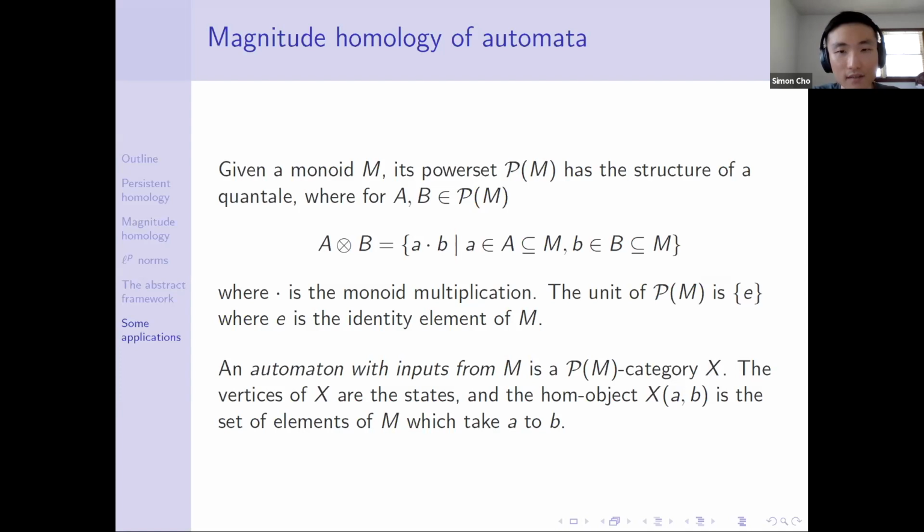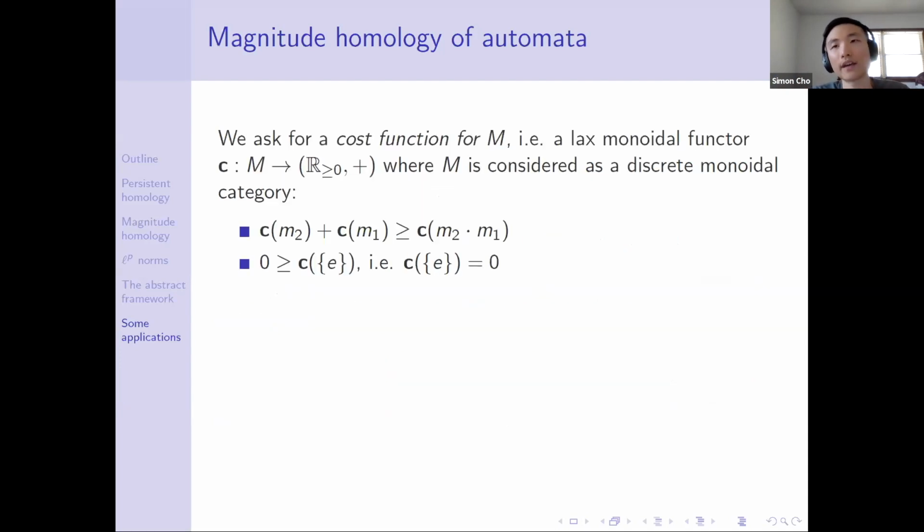So we can think of it as the vertices are the states, and then the hom between A and B is the subset of M that takes you from state A to state B. So you might say, okay, I have an automaton. I also have a notion of what it would cost me to enact each transition. So we can ask for a cost function.